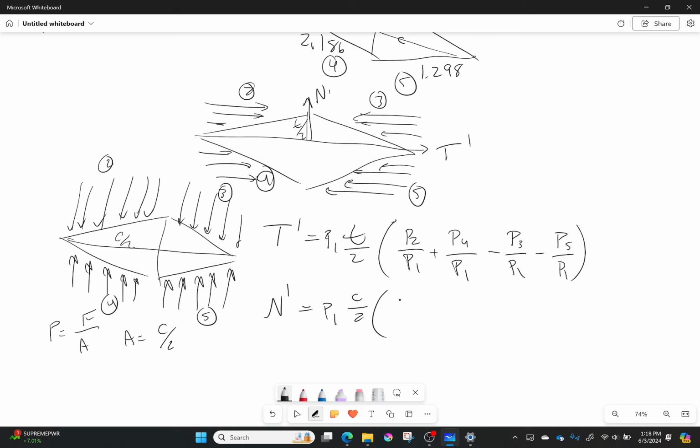And now I work all the ratios. So I have P4 over P1 plus P5 over P1 minus P2 over P1. There you go. Minus P3 over P1. That looks correct. And notice that those are not the same thing.